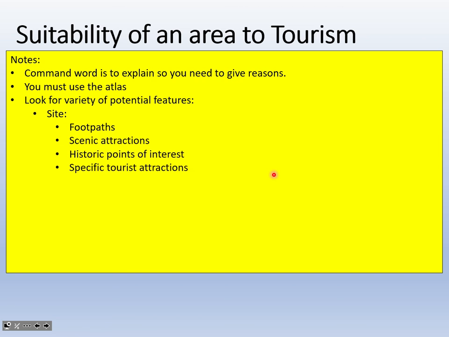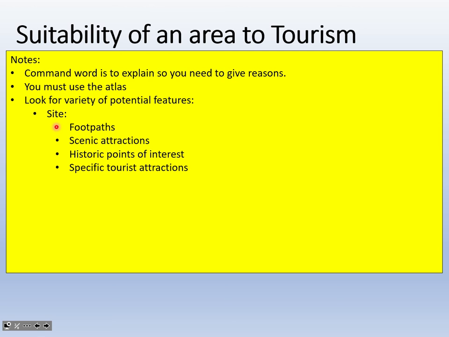As usual, I'm using the site, access and situation structure, and I'm adapting it slightly to the context of this question. So what individual sites can I pick on that are going to give me good map work evidence? Well, the first one would be footpaths. They're easy to recognise, I can spot them quickly, and I can give lots of grid reference and map evidence for them. I can talk about if they're steep, I can talk about if they're flat, I can talk about their appropriateness to different activities.